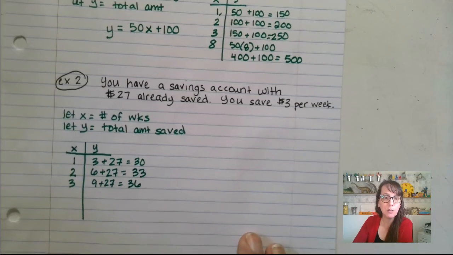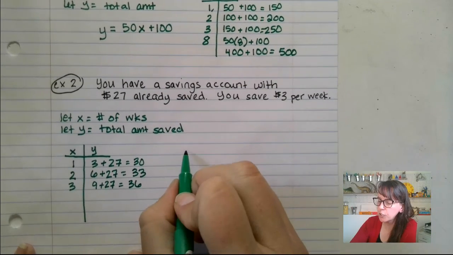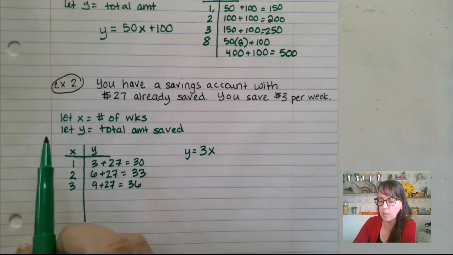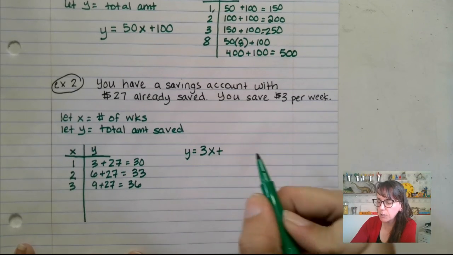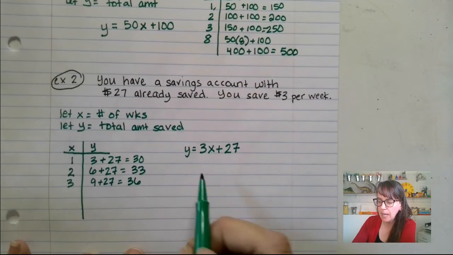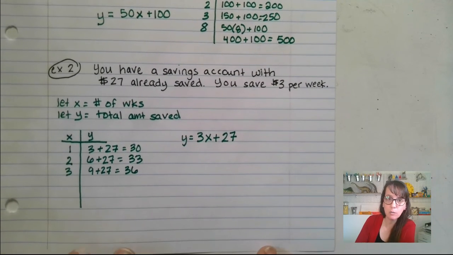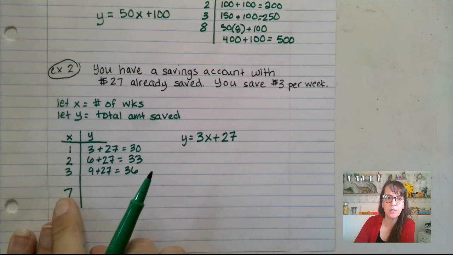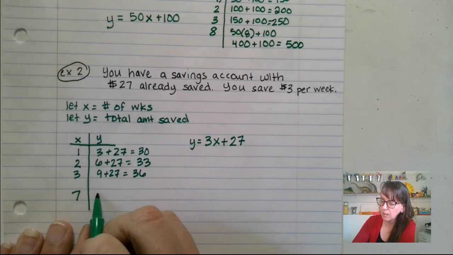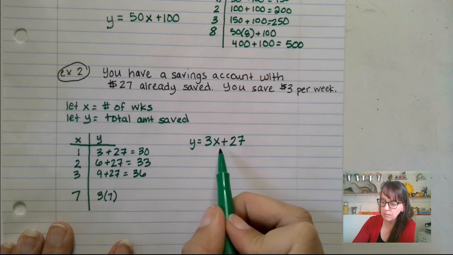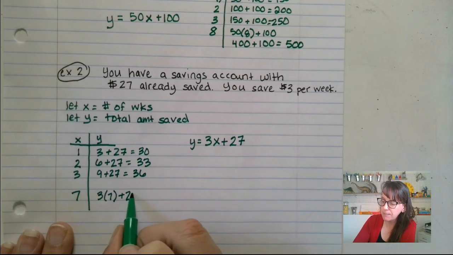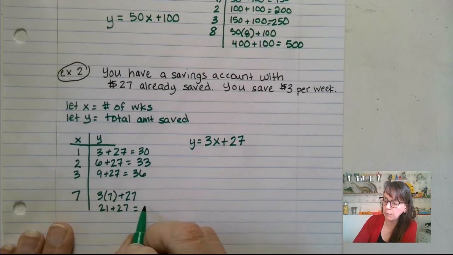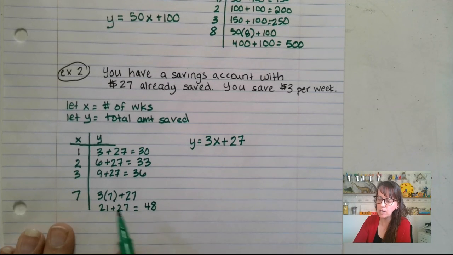So you see, again, we're making this formula here. Our total amount is $3 per week times the number of weeks, which we now know is x, plus our starting amount, which was $27. And now that we have this equation, we can use this to solve for, let's say, 7 weeks. It's going to be 3 times 7, right, plus 27. So we get 21 plus 27, which gives me $48. So at 7 weeks, you will have $48.